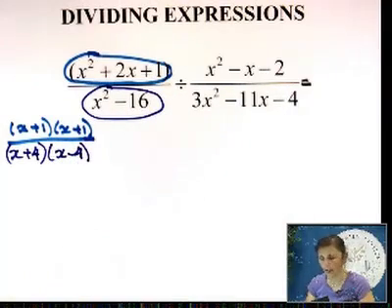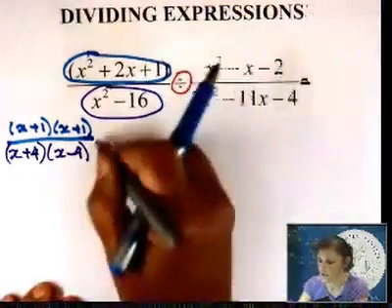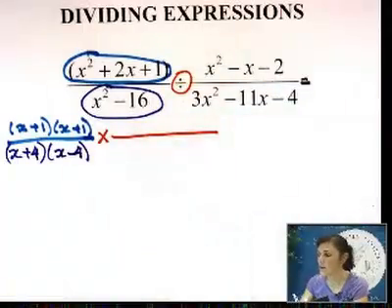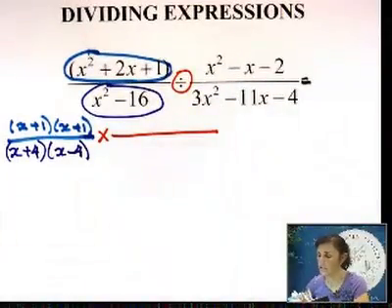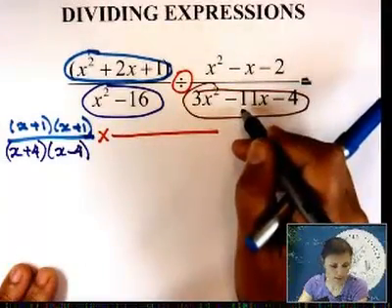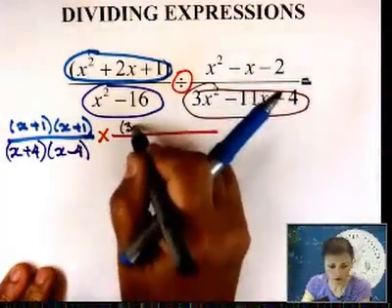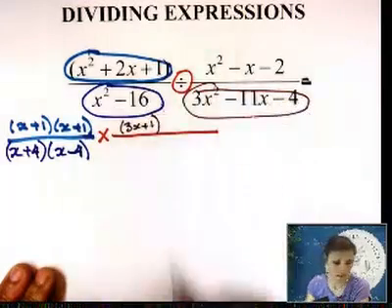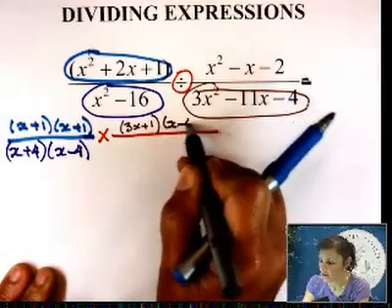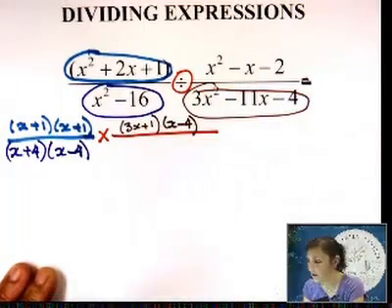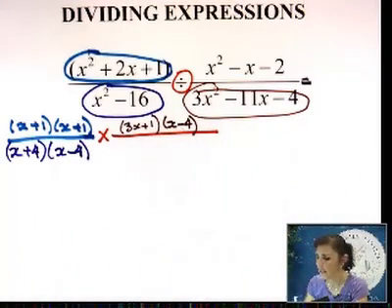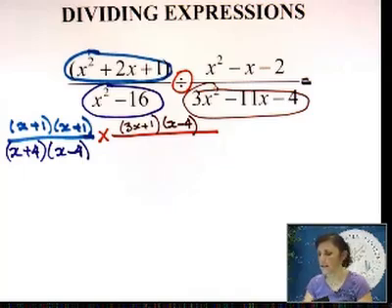Remember what I do? I take this division, I change it into multiplication and flip it. So this is supposed to go on top. This guy is going to factor out as 3x plus 1 and x minus 4. Let me make sure that that is good. This is x negative 12. Yeah, that works out. And the last one, how does that factor out?